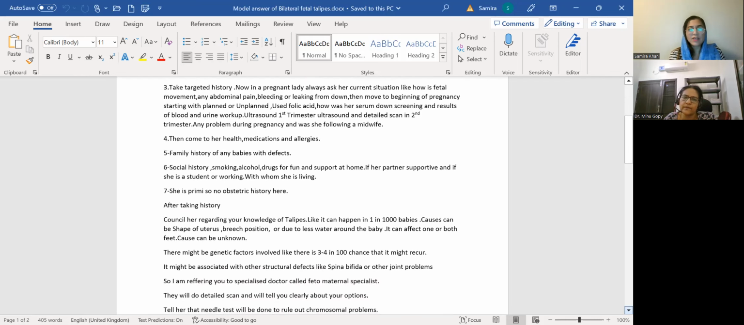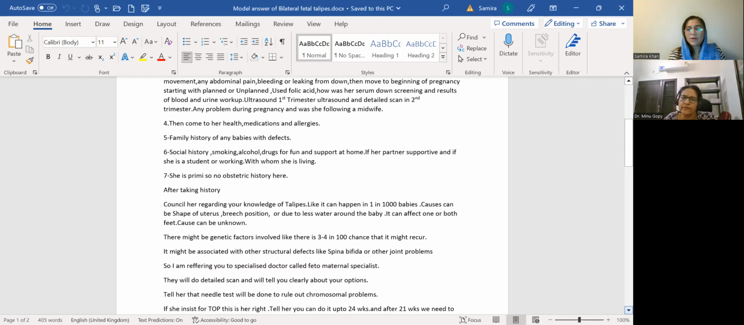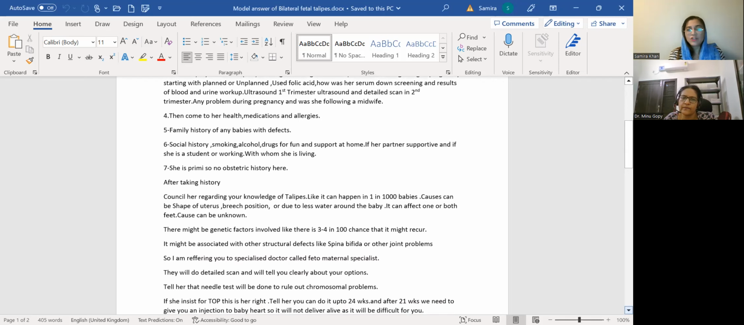You asked about medications, allergies, her health, any family history of babies with defects, social history, smoking, alcohol, drugs for fun. And if you are asking this question to every pregnant lady, what's her blood group, if she has any reservation for blood transfusion, all these things need to be asked of all pregnant patients. So she's primary, so there is no obstetric history.